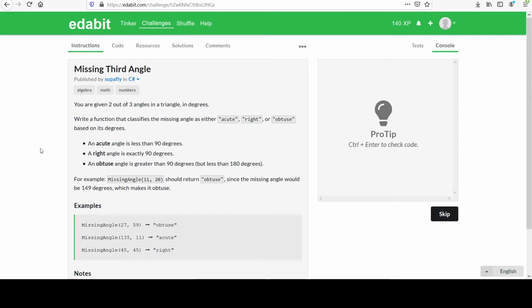Hi, your next challenge is entitled Missing Third Angle. You are given 2 out of 3 angles in a triangle in degrees. Write a function that classifies the missing angle as either acute, right, or obtuse based on its degrees.